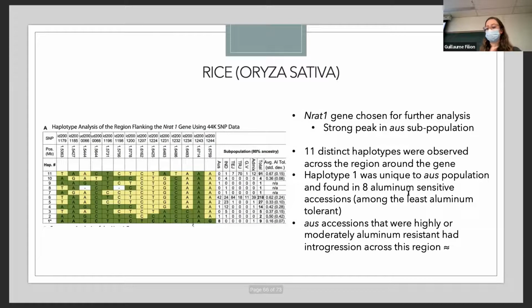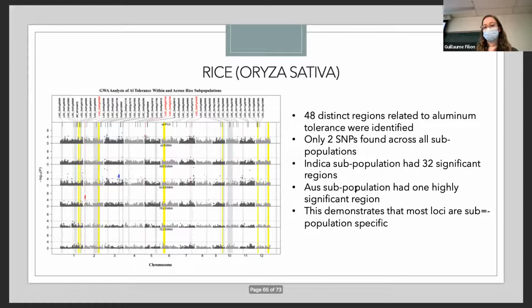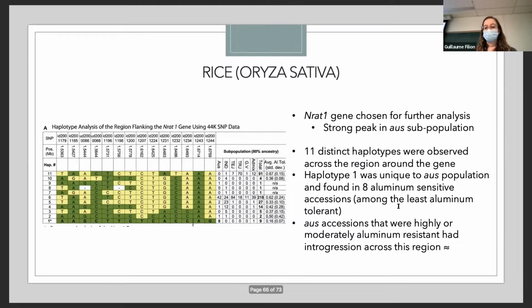And so they went further and took the AUS subpopulation that only had 1 significant region. They looked at that region further and identified 11 distinct haplotypes. And so this is a haplotype analysis, showing us the different haplotypes for all 11 combinations. And they found that haplotype 1, right here at the bottom, was unique to this AUS population, the one that had this as its sole, highly significant position.